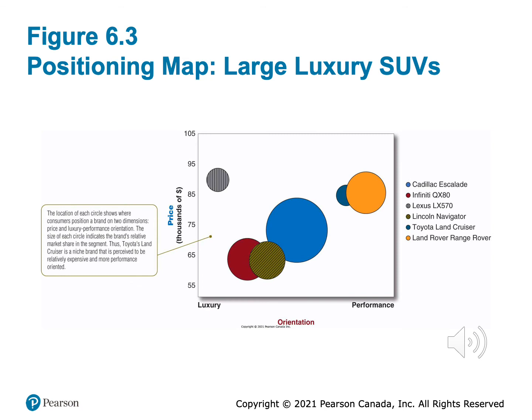This is just a little visual representation of a positioning map. In this case, it's for luxury SUVs. Basically, for a positioning map on a piece of paper, you choose two important variables that are relevant to your product category. In this case, they chose luxury and performance as two important variables in the luxury SUV market. They plotted each of the brands or products that fit the luxury SUV category on this map relative to luxury and performance.